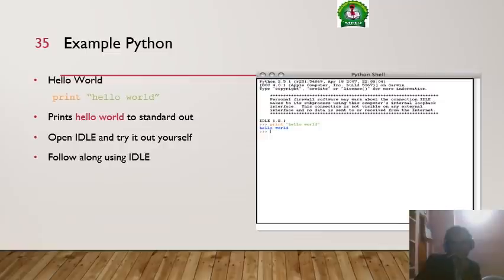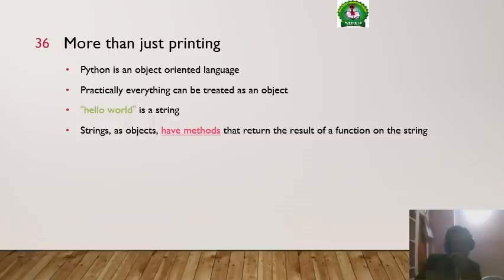So, Python example hello world. This is a hello world. It will be printed in the IDE itself, and Python is just printing. It is object oriented.